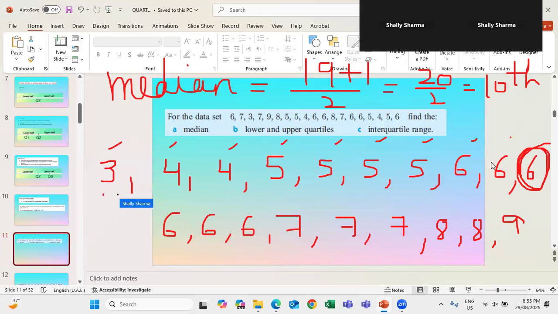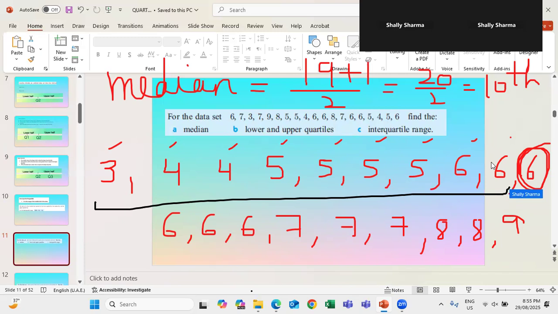Otherwise you have another method to calculate the median. You cancel one term from the beginning and one from the end, then again one from the beginning and one from the end, and so on. If you keep doing that, you can also find the median. But because the data is large, I can do it in a quick method. Now I know my data has been divided into two halves, one is this half and one is this half.